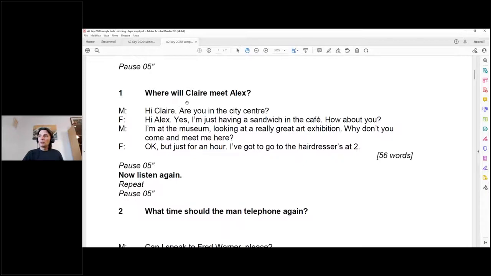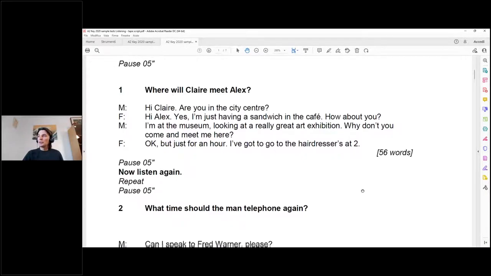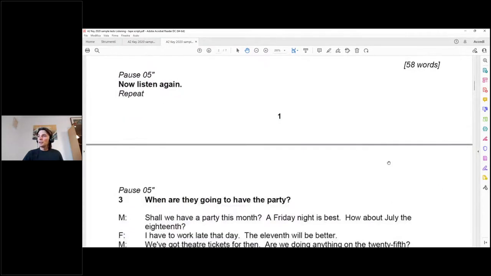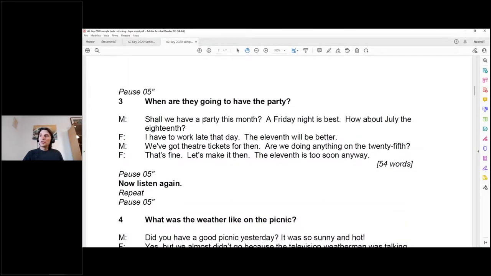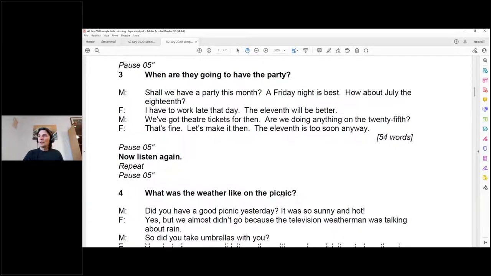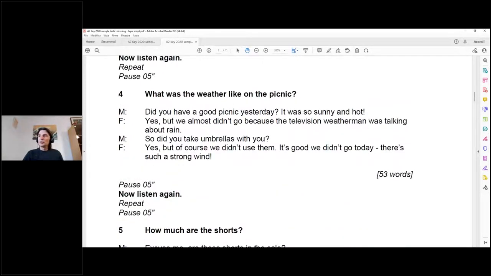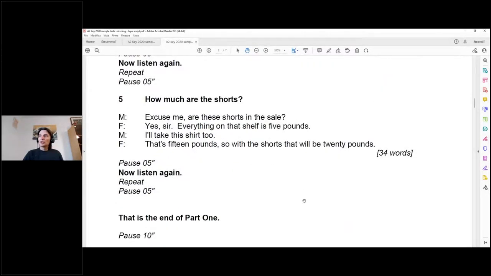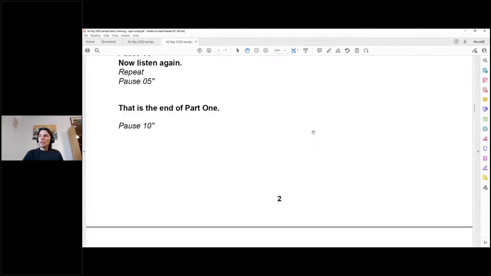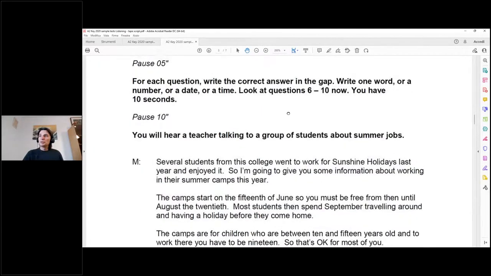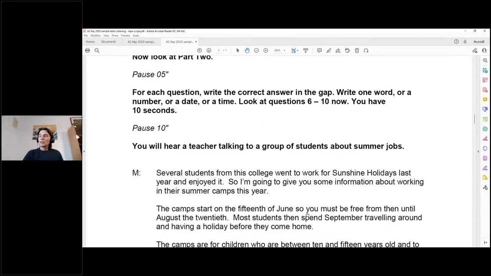Question number 1, where will Claire meet Alex? Right? Number 2, what time should the man telephone again? Number 3, when are they going to have the party? Number 4, what was the weather like on the picnic? How much are the shorts? And this was the end of part 1, right? Now look at part 2, right? For each question, write the correct answer.